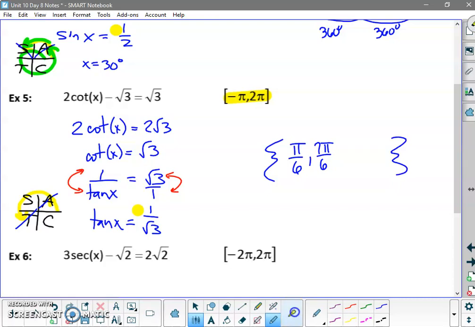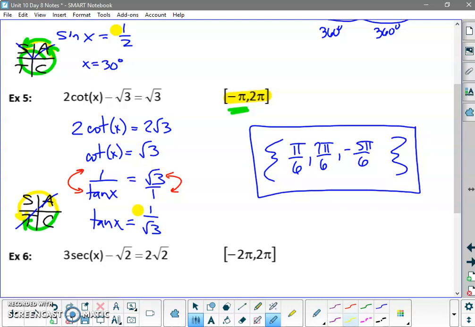So now if you notice here, I need to go to negative pi. Well, if I'm going to negative pi, I'm only considering this one angle here. So in the negative direction, you need to know what pi over 6 is going to be in the third quadrant, and that's going to be negative 5 pi over 6. And that would be our solution for this equation.